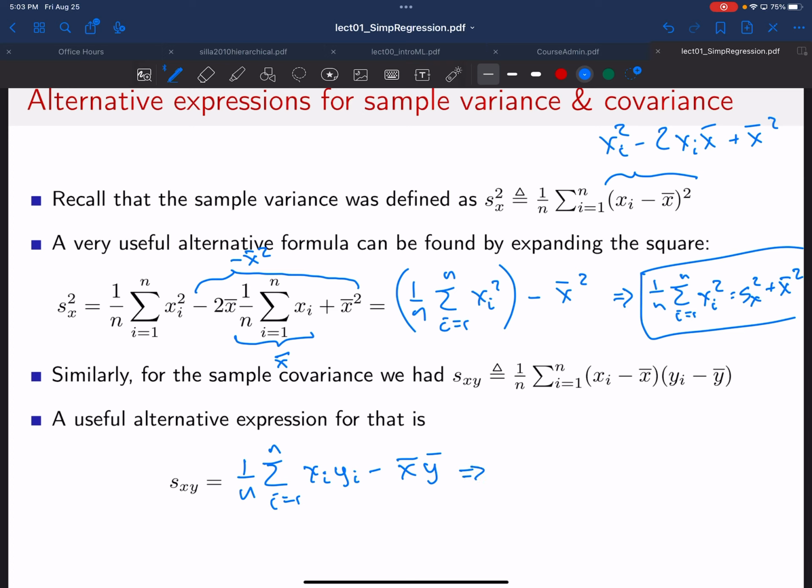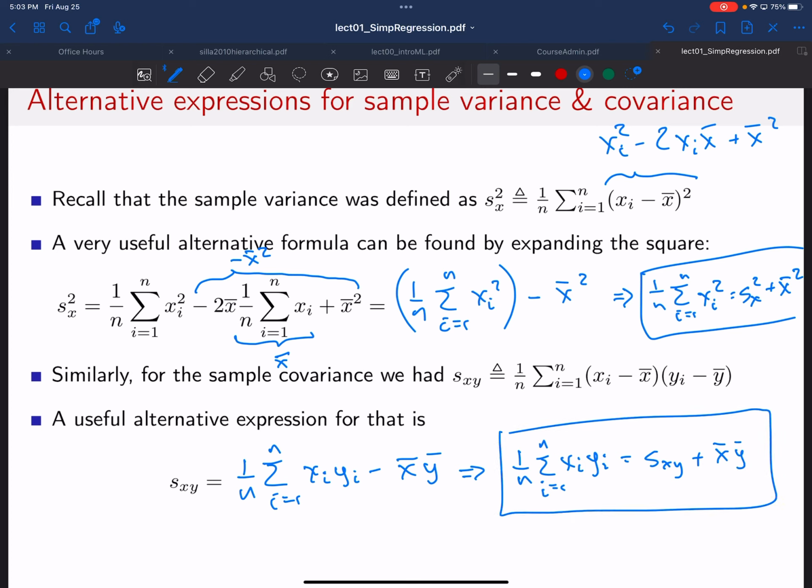And this implies that if you ever see a sum like this, sum of xi times yi, or an average of xi times yi, you know that this is this covariance plus the product of the two means. Okay. And knowing this stuff will make our derivations much quicker. We can just use this and simplify things tremendously. Okay, so almost done. Any questions on this?